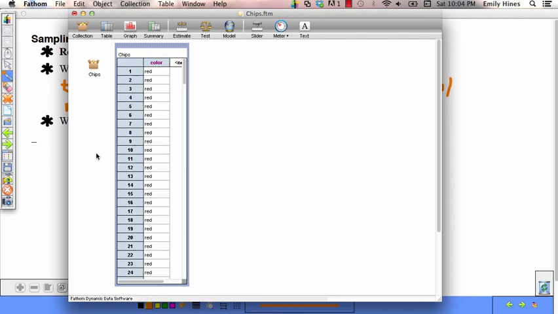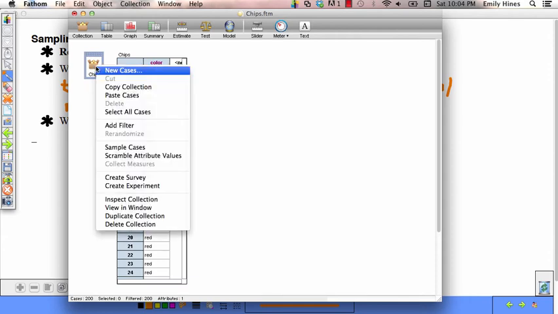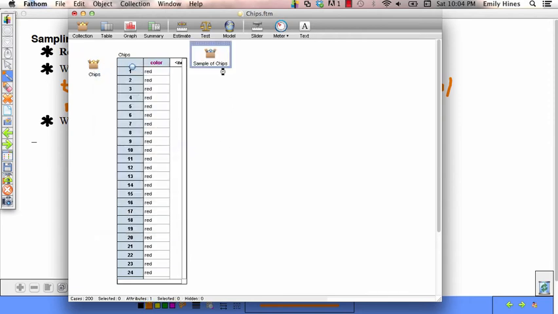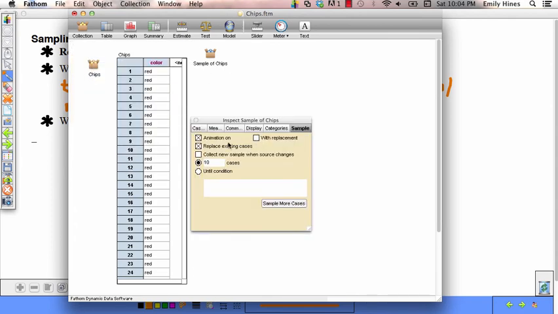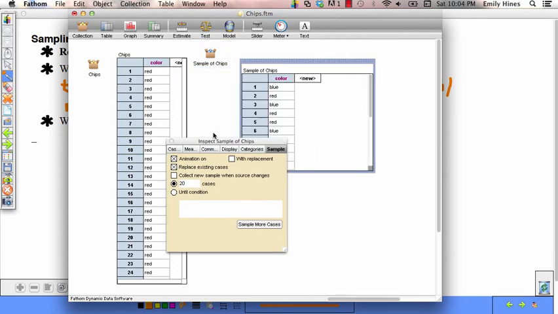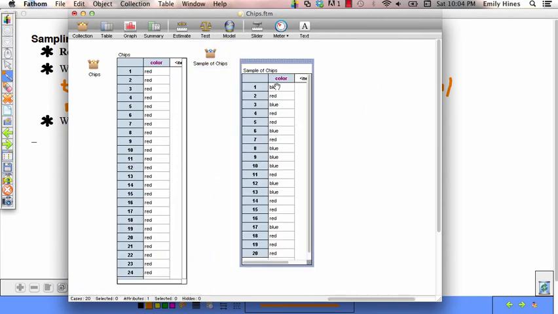What I'm going to do here is tell it to take a sample of these chips. I'm going to take a sample of size 20. I'm going to do it without replacement. So that's a true sample, like I'm actually picking the chips out of the bag. And I'm going to do 20. And I can actually see my sample here. So there's my 20 chips.